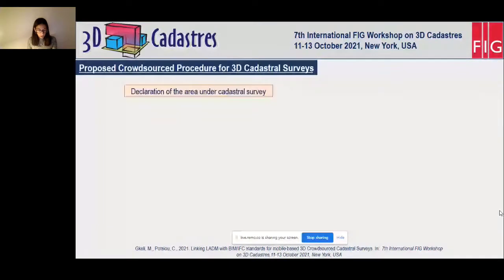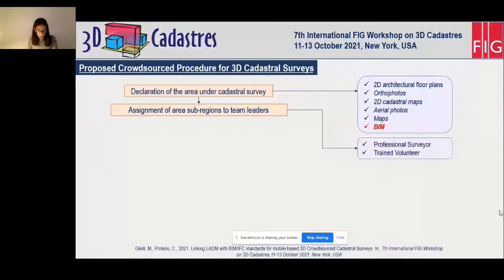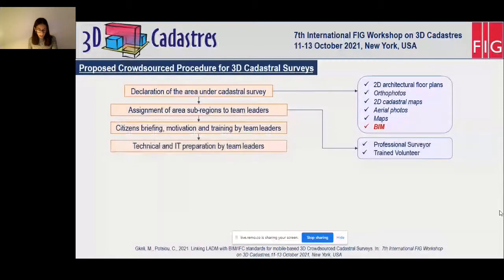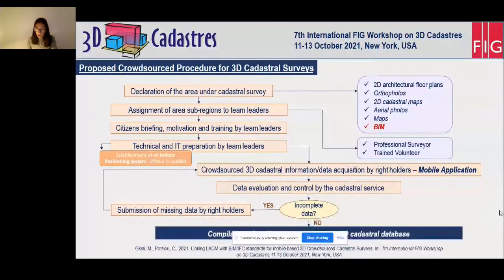The proposed framework follows an innovative approach for the compilation of 3D cadastral surveys. At the first phase of the proposed crowdsourced methodology, the declaration of an area under cadastral survey and the collection of the available geospatial information is conducted. The area is divided to sub-regions, and each one of them is assigned to a local team leader who is responsible for citizens' briefing, motivation, training, and technical system preparation. 3D cadastral surveys are performed by the right holders by identifying and selecting their property on the BIM and inserting all the necessary cadastral information. Finally, the examination and assessment of objections and the corrections of data is conducted by professionals, leading to the compilation of a preliminary 3D cadastral database.